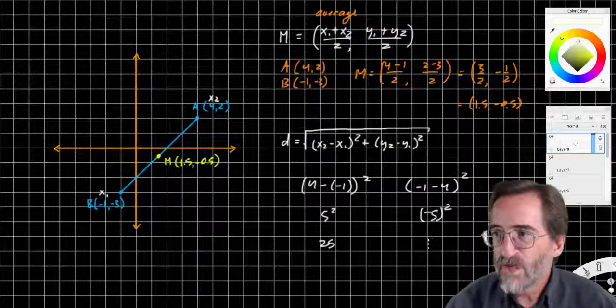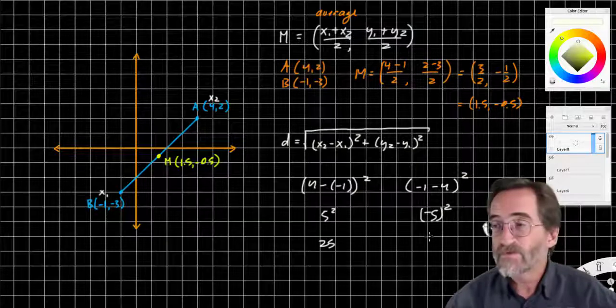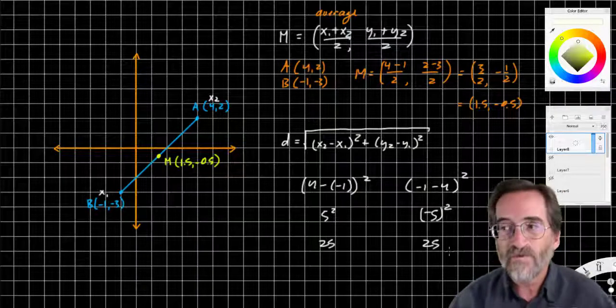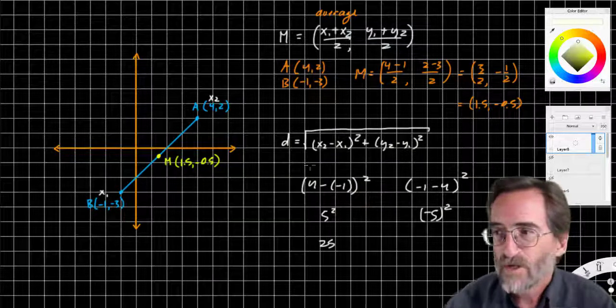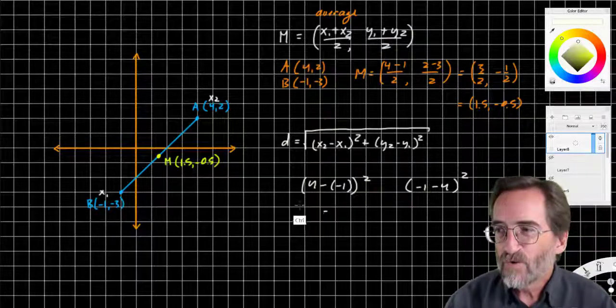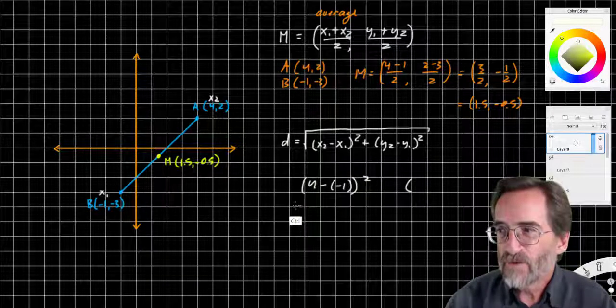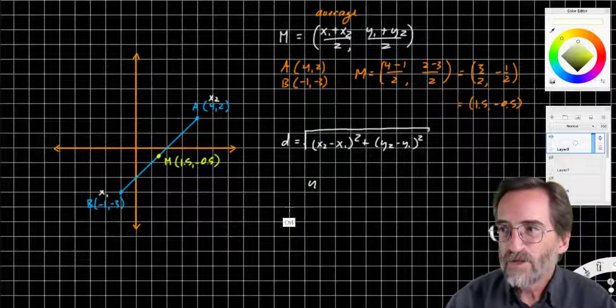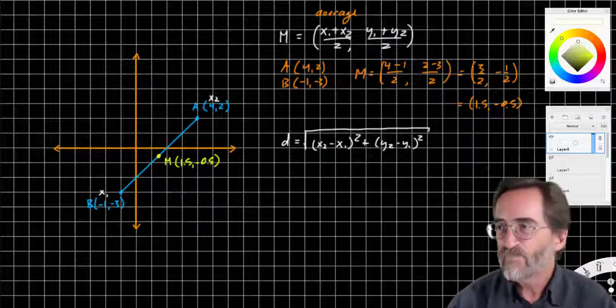-5 squared is -5 times -5, and a negative times a negative is a positive. You get 25 no matter which one you do. So don't worry about the order. That's really kind of an important little trick. You don't really have to worry about the order when you subtract. It's really how far apart the numbers are.